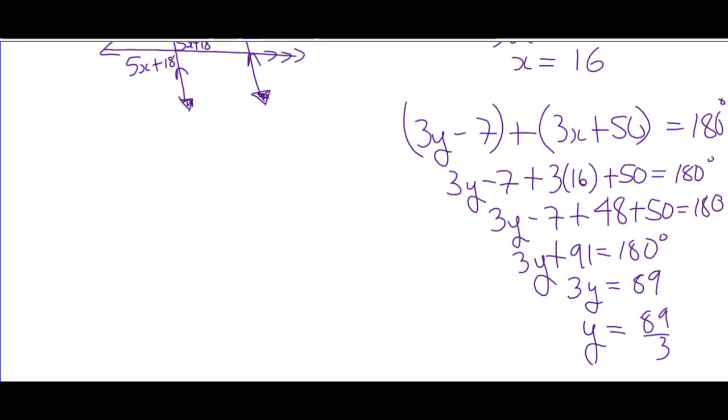How many people you think you get 89 over 3? That's got to be wrong, right? That's ugly. It should be a nice number. Well, so then plug it back in and see what happens. Go 3 times bracket 89 divided by 3 bracket minus 7 plus 3 times 16 plus 50 and say, oh, equals 180. It must be right.